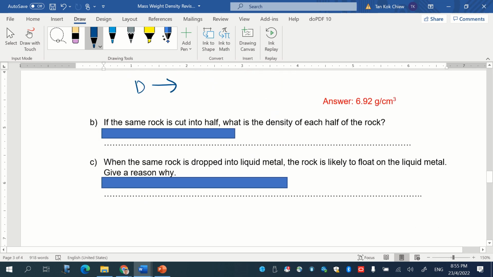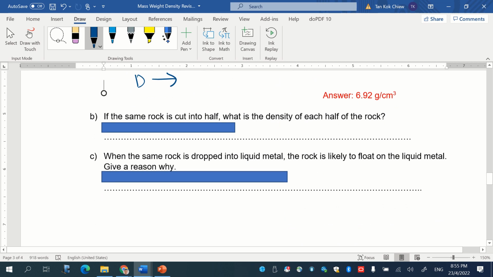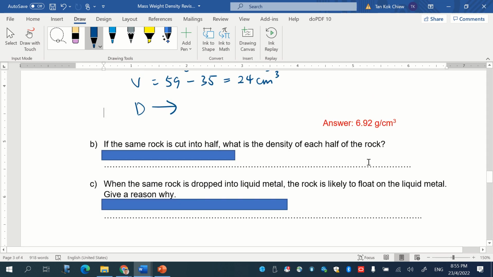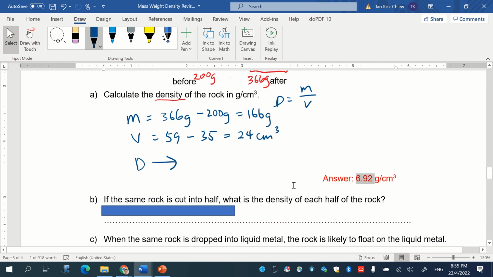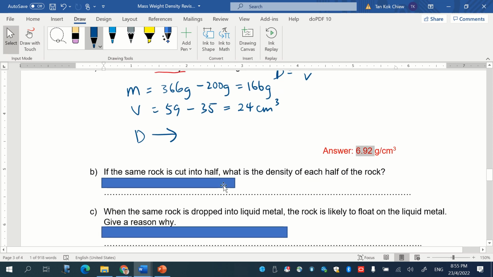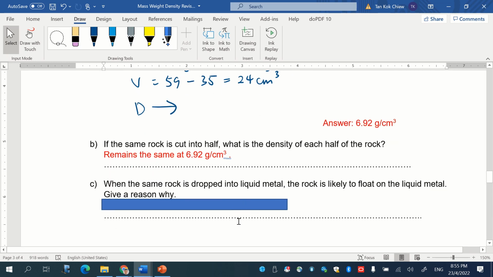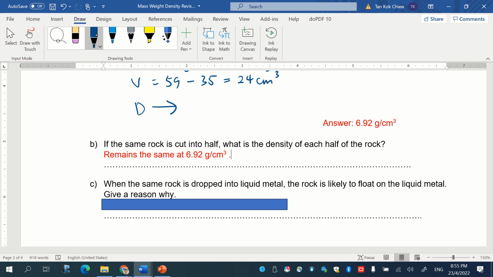All right, now next, if the same rock is cut into half, what is the density of each half of the rock? Some students may think that you have to take 6.92 divided by 2. No. Like we said, when you cut it into half, mass and volume each reduce by 50%. So based on the formula, mass over volume, you will get back the same value. So it remains the same at 6.92 gram per cm cube. Something that you have to know. I see it tested quite often.